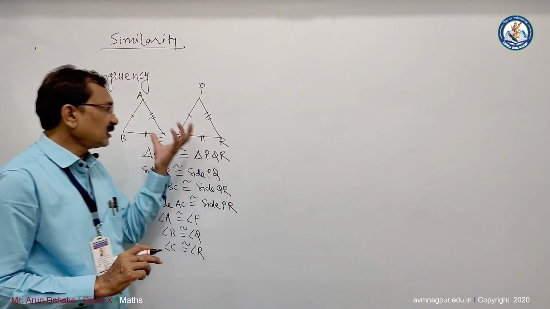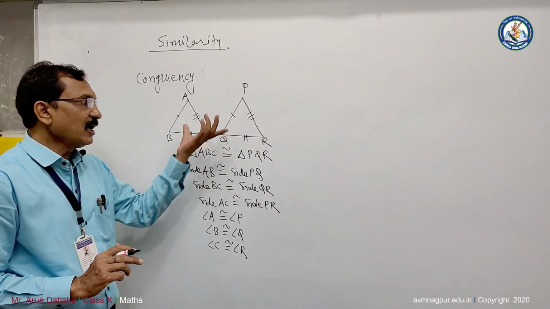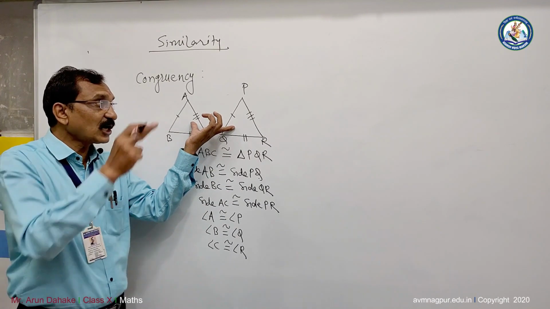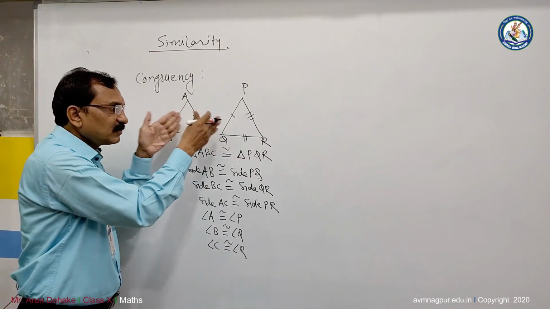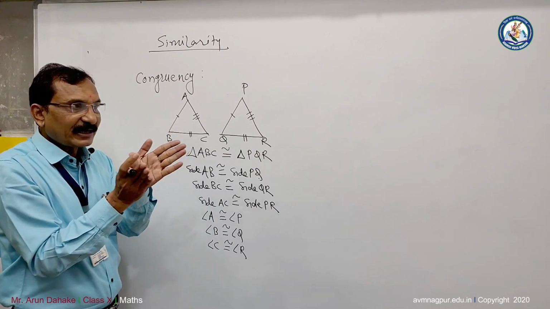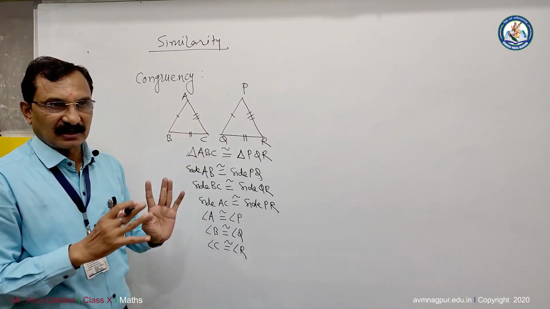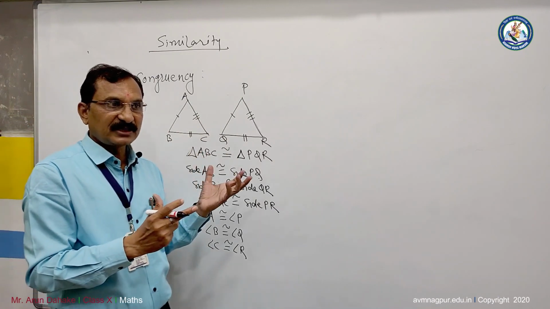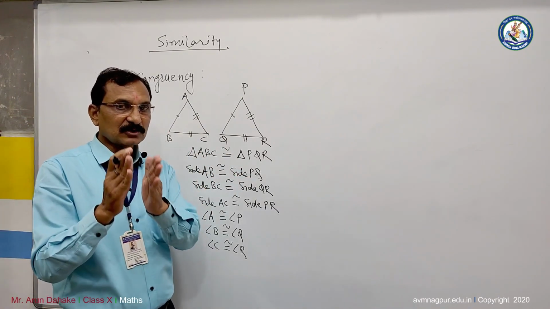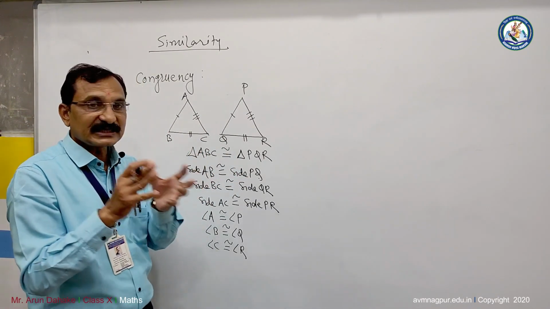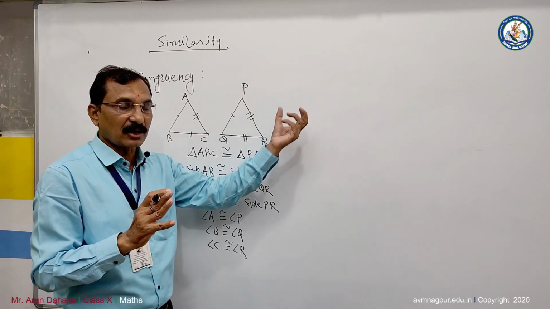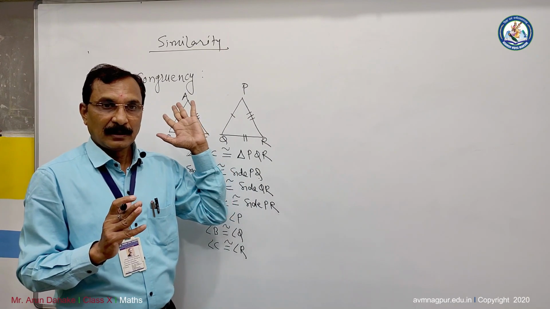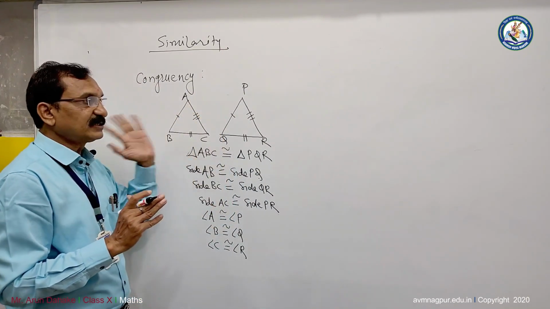Now, this definition of congruency means the figures which have the same shape and same size. They must be of the same kind. We cannot take one triangle and one circle. We have to take congruency or similarity only for those figures which have the same shape. That means triangle and triangle, or quadrilateral and quadrilateral, or circle and circle. Now this is about congruency.